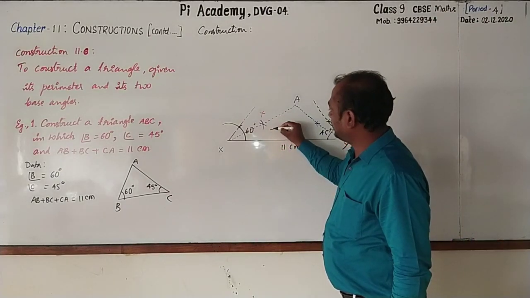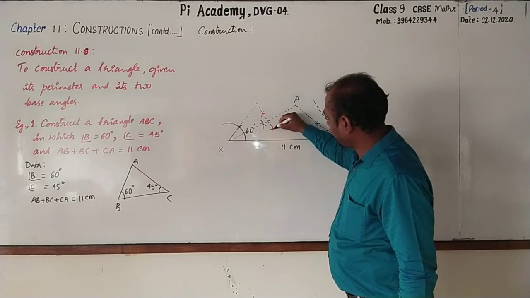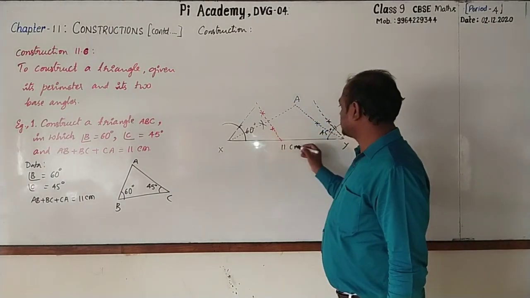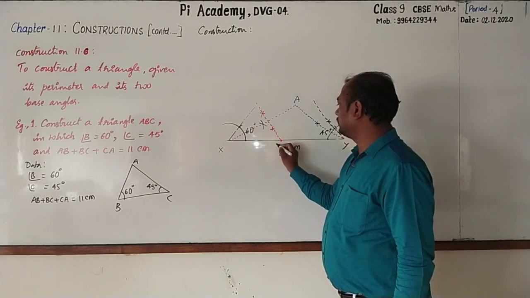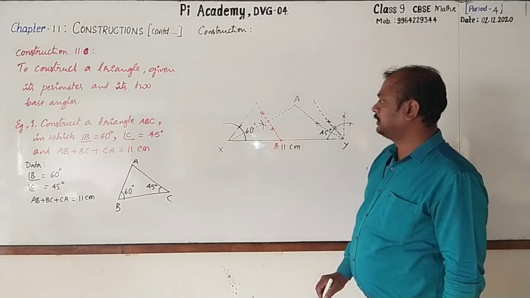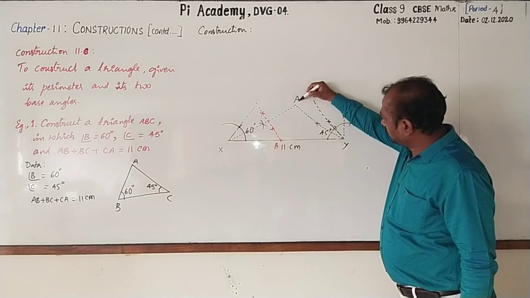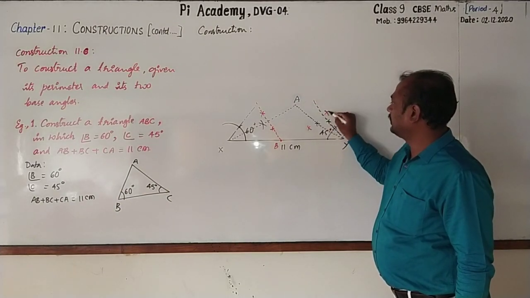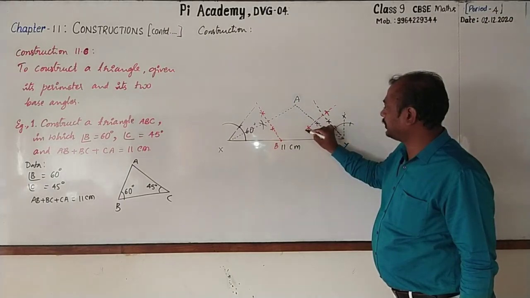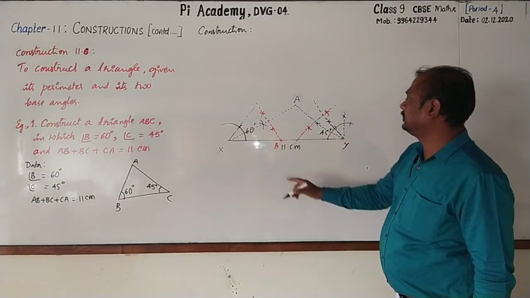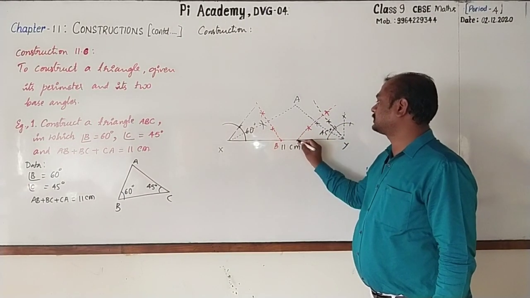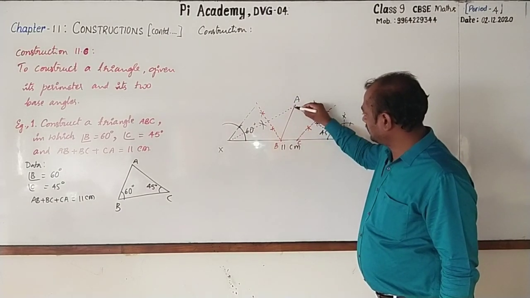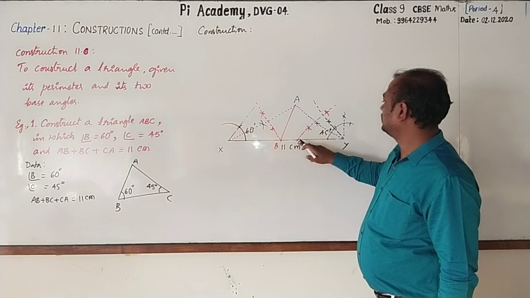Here, I'll draw the perpendicular bisector. Followed? And produce it to XY. It will intersect at a point. Call this as B. Next, draw the perpendicular bisector to AY, and produce it to XY. It will intersect XY at C. Then join AB and AC.